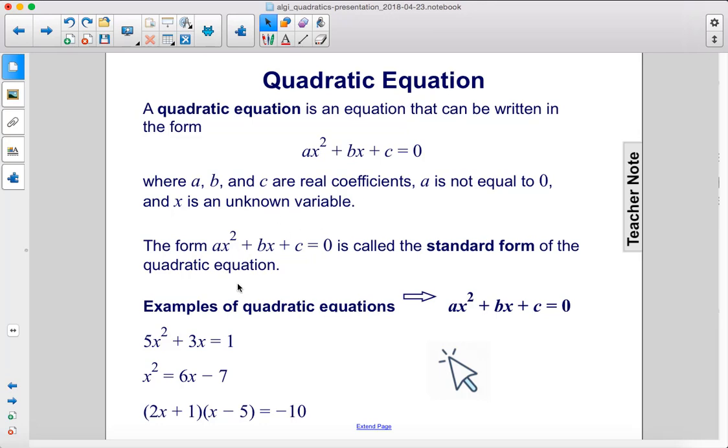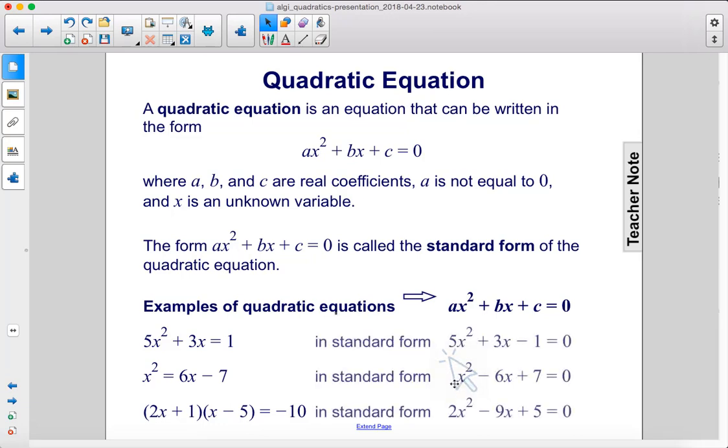The form ax² + bx + c = 0 is called the standard form of the quadratic equation. Here are some examples of quadratic equations in the standard form. 5x² + 3x = 1. x² = 6x − 7. (2x + 1)(x − 5) = −10.